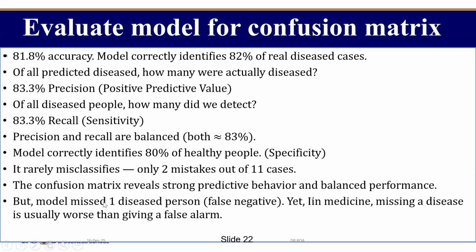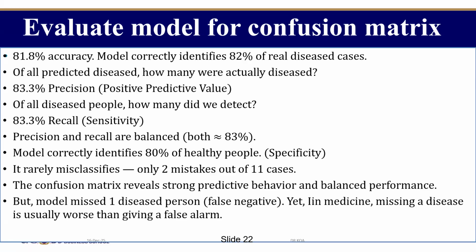But here's a mistake it did. It missed 1 diseased person. That's serious. In medicine, it's not a joke. Okay, missing. Let's say that somebody has COVID, and you miss that person who has COVID, and you say that the person doesn't have COVID when the person actually has COVID. The person goes to stay in the church. That person is going to supply COVID to a lot of people. So missing a disease is usually worse than giving a false alarm.